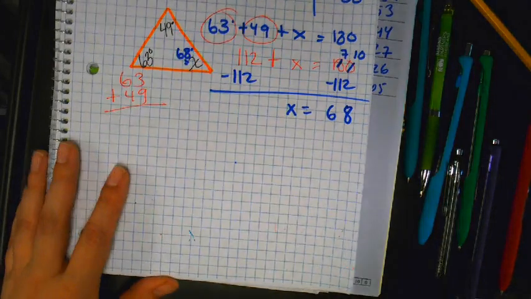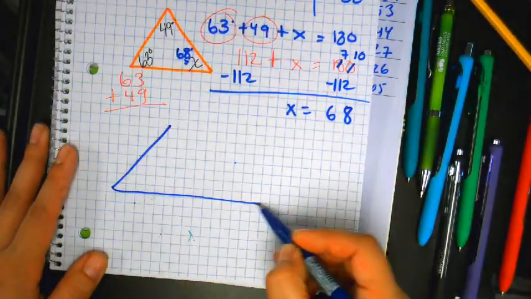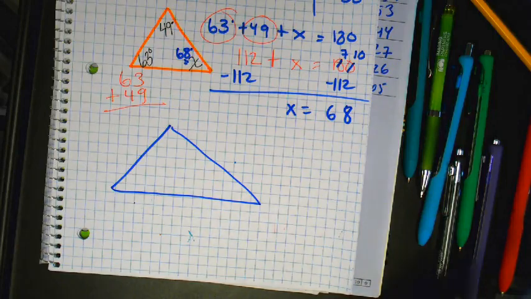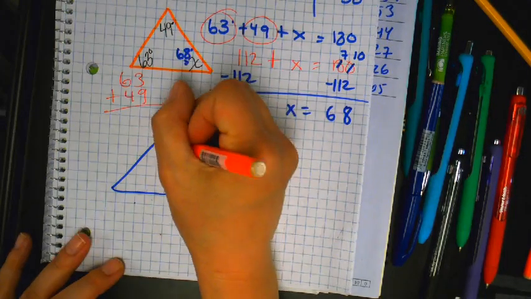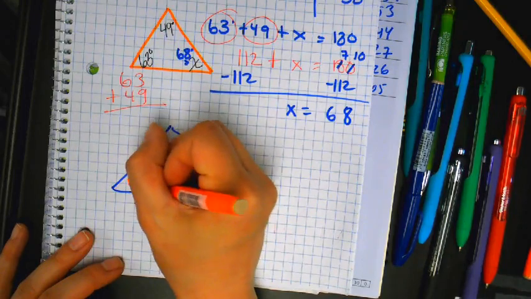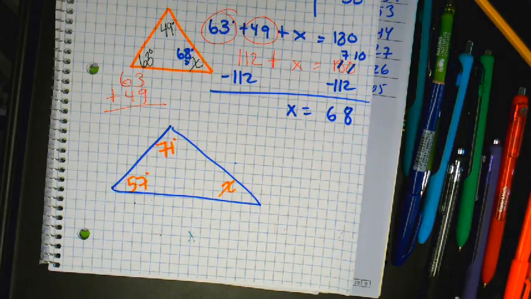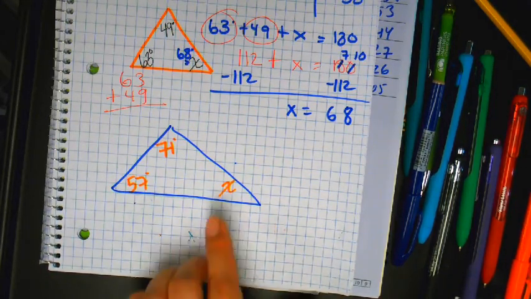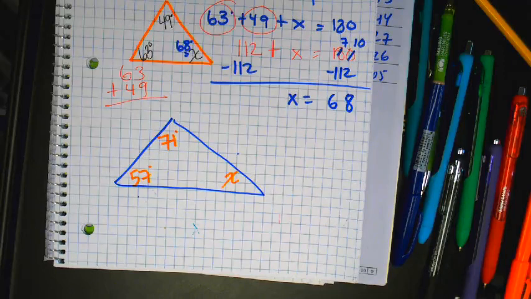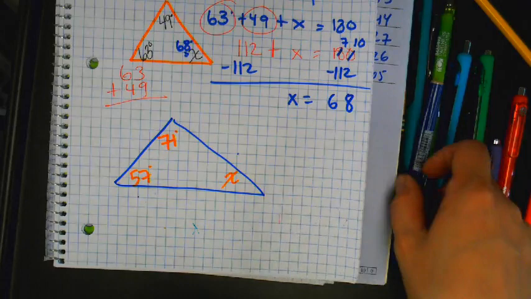Una más. 71 degrees, 57 degrees, and x. 71 right here, 57 and x. All right, what do we do? What do we write?